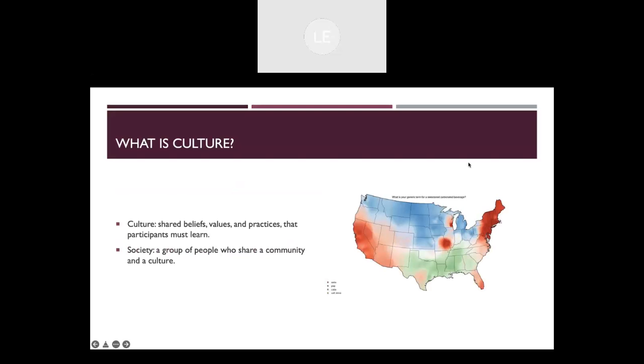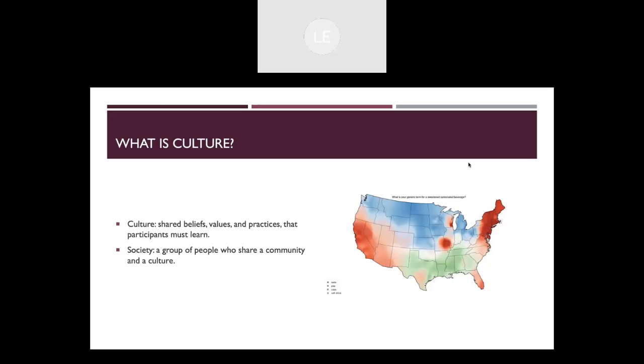So quickly, just what is a culture versus what is a society? A culture are the kind of elements that include the shared beliefs, values, and practices of a group of people, whereas the society itself is the group of people and the structures who share that community and culture. So the United States would be a society, and then we would point out what are the cultural elements that we share.